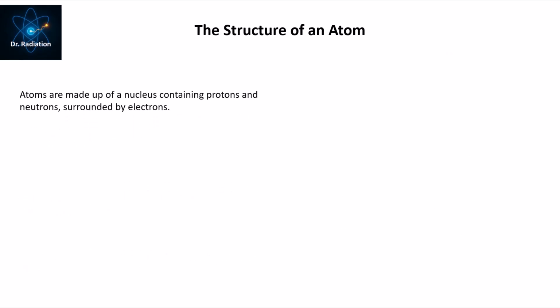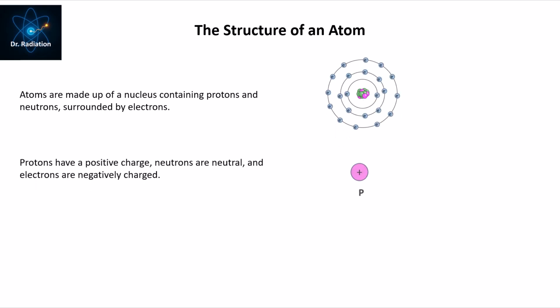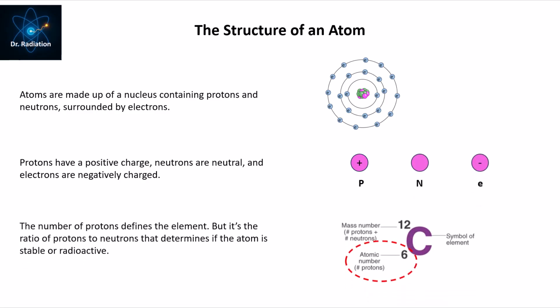Atoms are made up of a nucleus containing protons and neutrons, surrounded by electrons. Protons have a positive charge, neutrons are neutral, and electrons are negatively charged. The number of protons defines the element. But it's the ratio of protons to neutrons that determines if the atom is stable or radioactive.